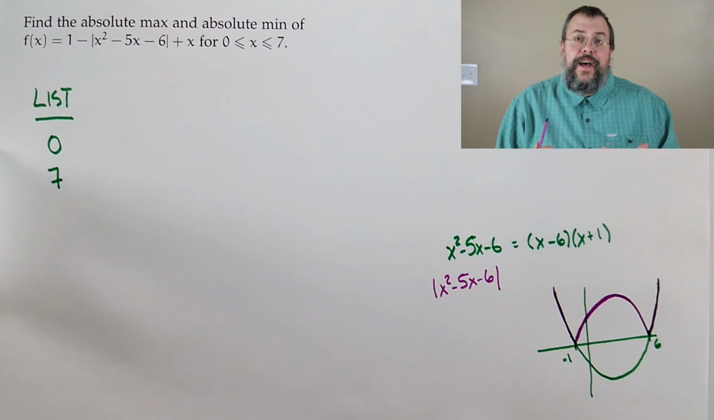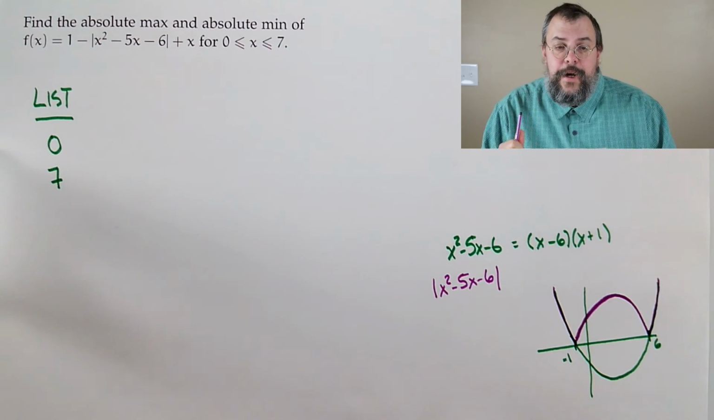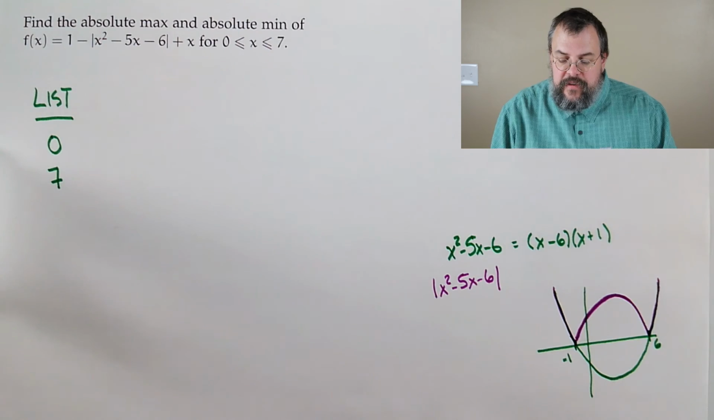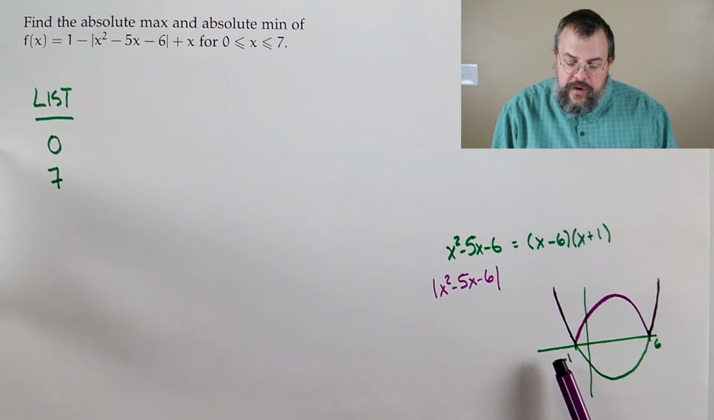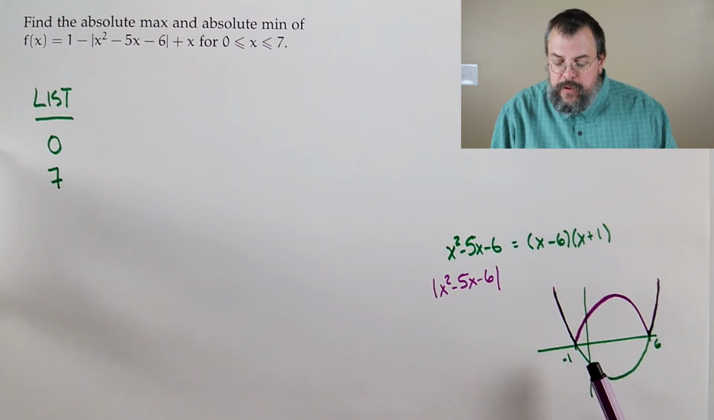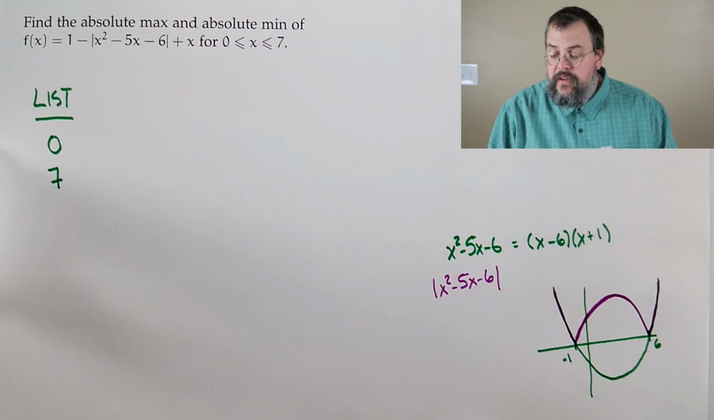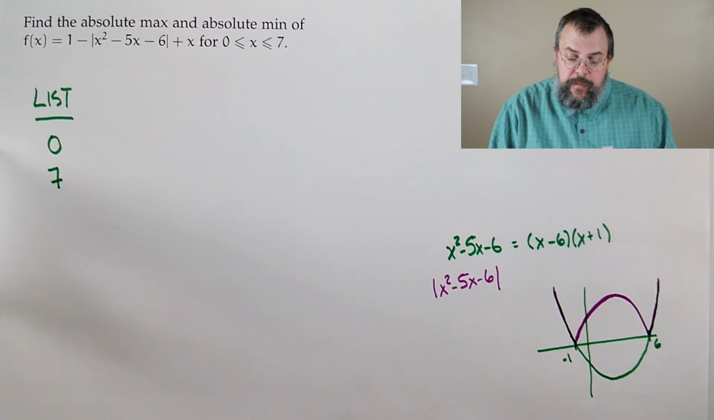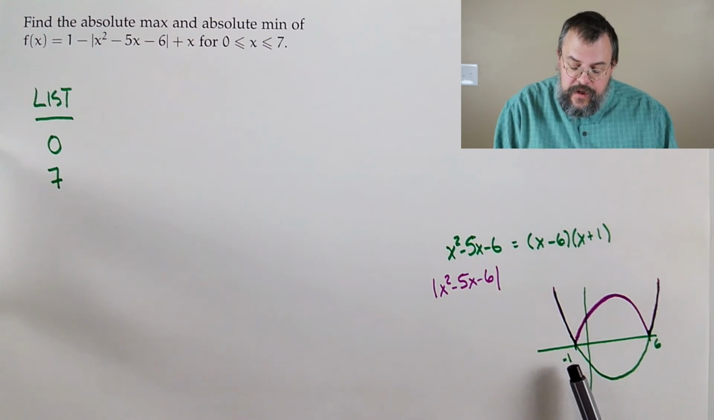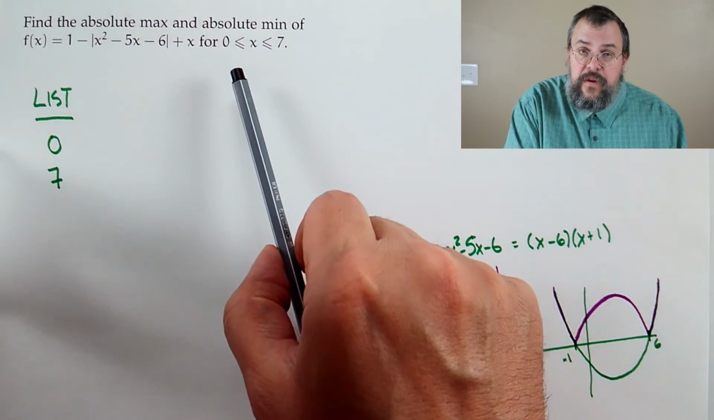All right, so now we can say, aha, we can think of this in terms of pieces. We can say it has one behavior below negative 1, another behavior between negative 1 and 6, and another behavior above 6. So we really don't care about what happens below negative 1 because we don't even care what happens below 0.